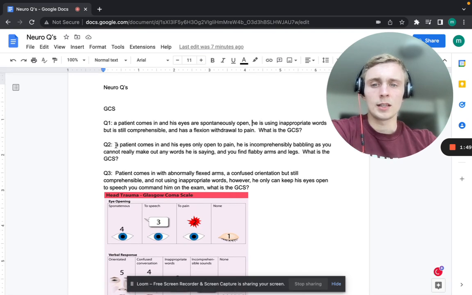Question two, a patient comes in and his eyes are open only to pain. He is incomprehensibly babbling, as you cannot really make out any words he's saying, and you find his arms and legs flabby. What's his GCS?